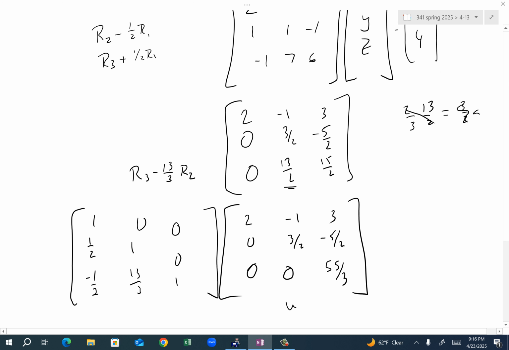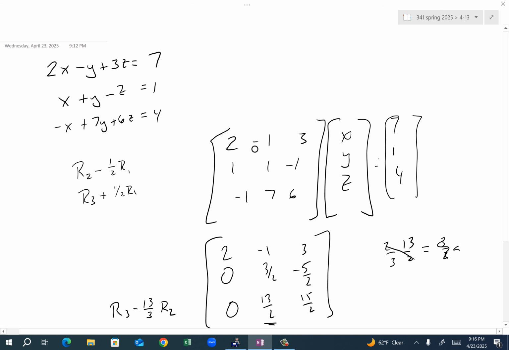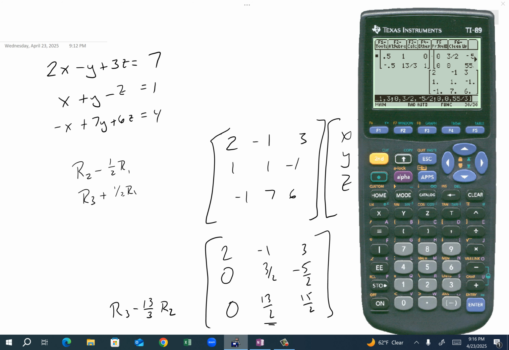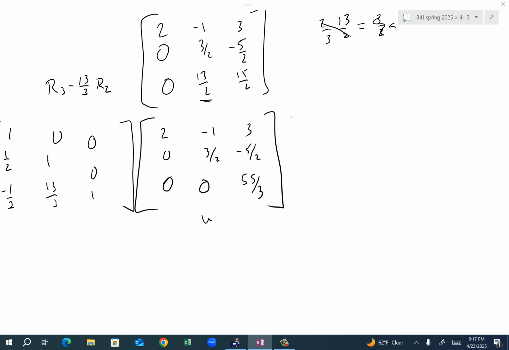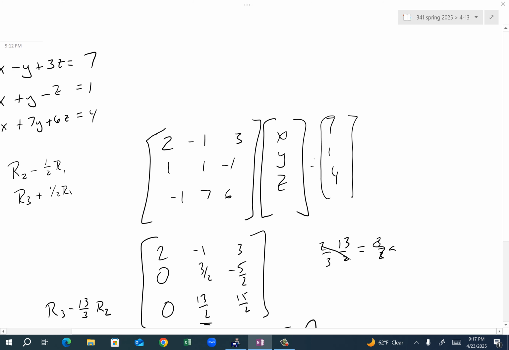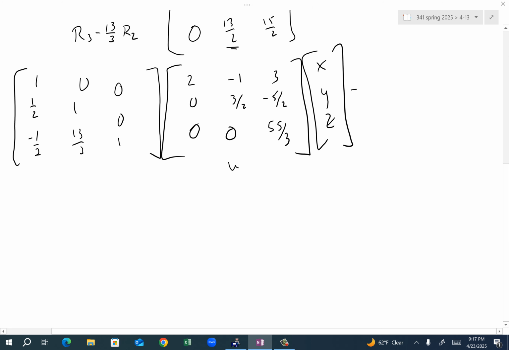And that should be what I started with. Let's double check that that's true. Come on, Jay, get up there. 2. Where'd I go? 2, negative 1, 3, 1, 1, negative 1, negative 1, 7, 6. That's perfect. So x, y, z is equal to 7, 1, and 4.